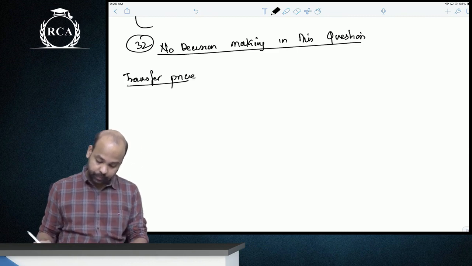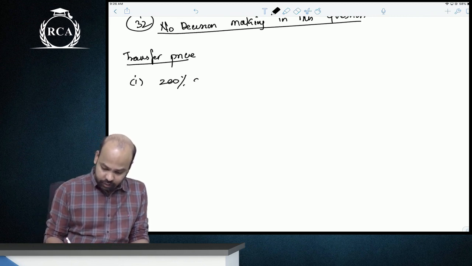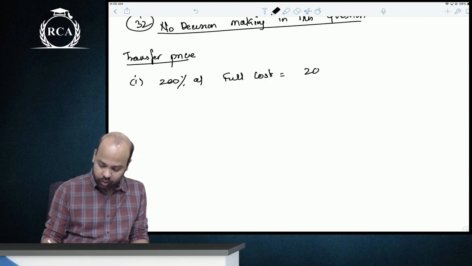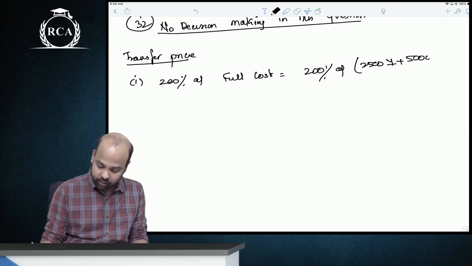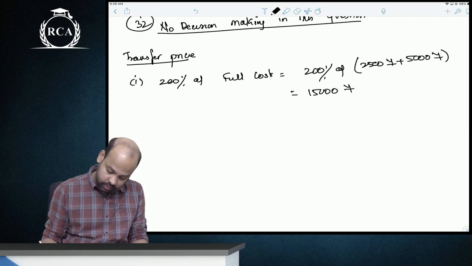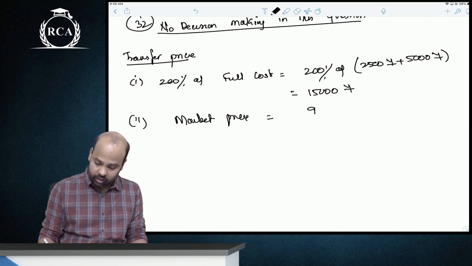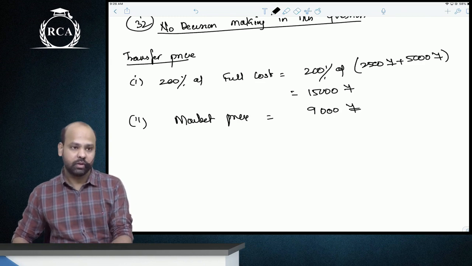So now, guys, if I talk about transfer price, if it is 200% of full cost, it should be 200% of 2500 yen plus 5000 yen. So that would be 15,000 yen. If it is market price, the transfer price will be equal to 9,000 yen. There are others who are willing to buy at 9,000 yen. Okay? Yes, sir, done.